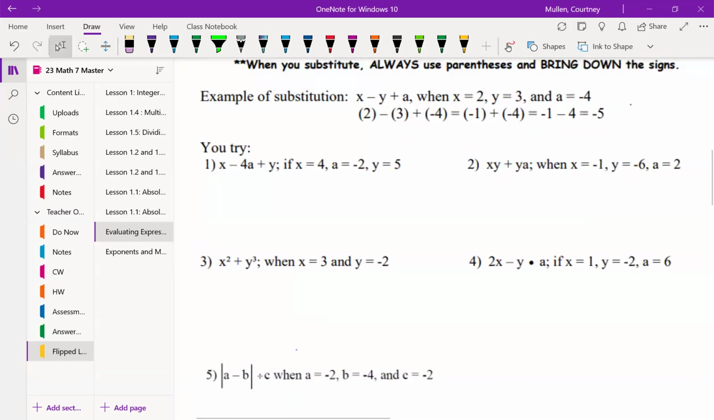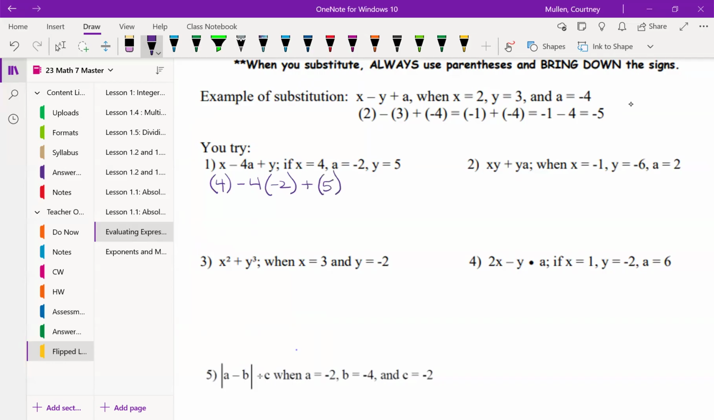So let's take a look at number 1. X minus 4a plus y. If x is 4, a is -2, and y is 5. So the first thing we're going to do is we are going to use parentheses and substitute. So we have x as 4 minus 4, because that's a coefficient, times a, which is -2, and then the plus sign, y is 5.